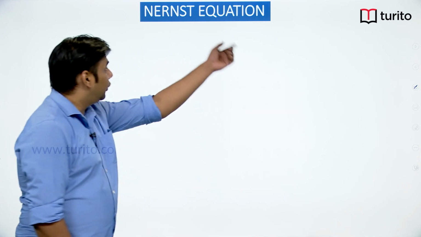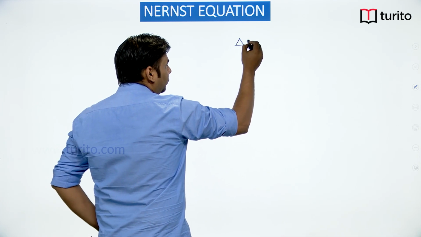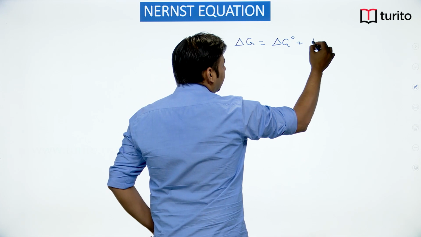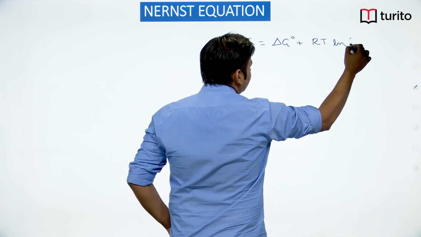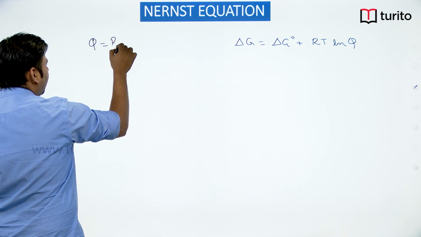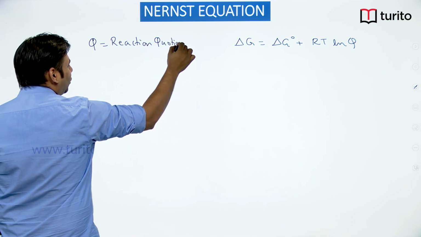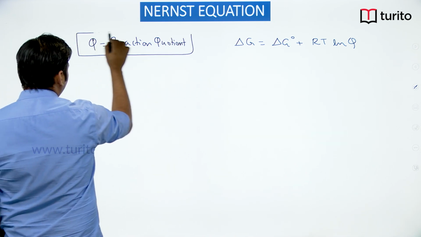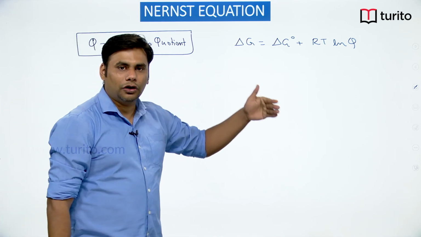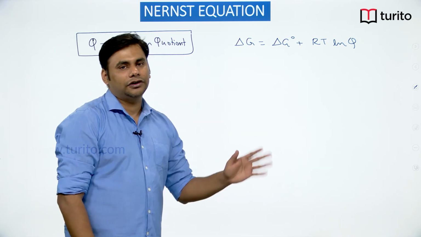In this I just wanted to discuss the Nernst equation today. I hope you know this formula, delta G is equal to delta G naught plus RT ln Q. Q is the reaction quotient. The expression is similar to that of the equilibrium constant; the only difference is that equilibrium constants are measured at equilibrium, whereas reaction quotients are measured at any time t, which is not equilibrium.